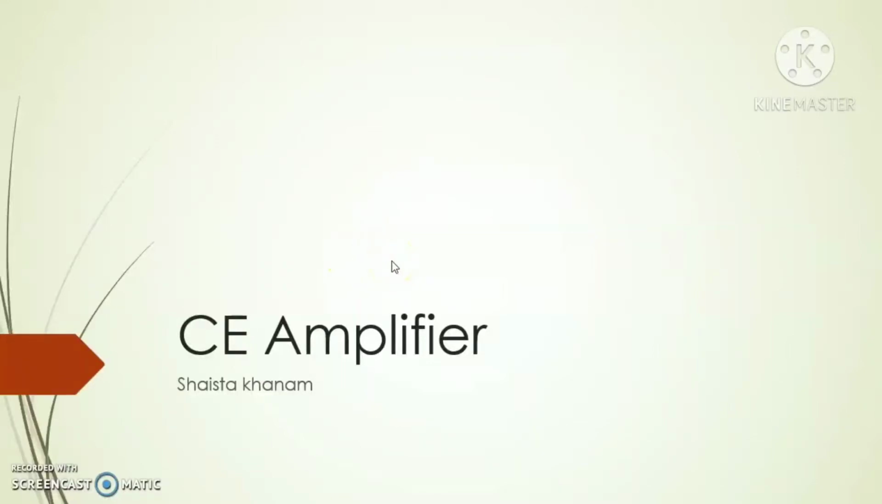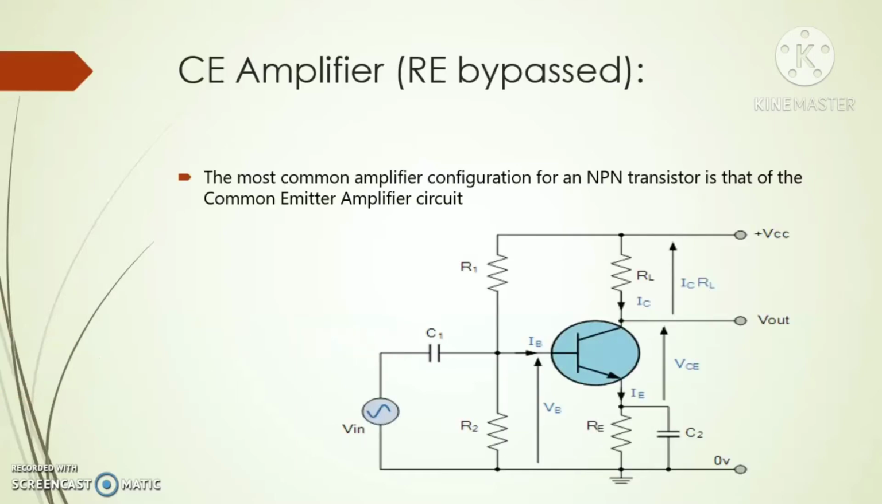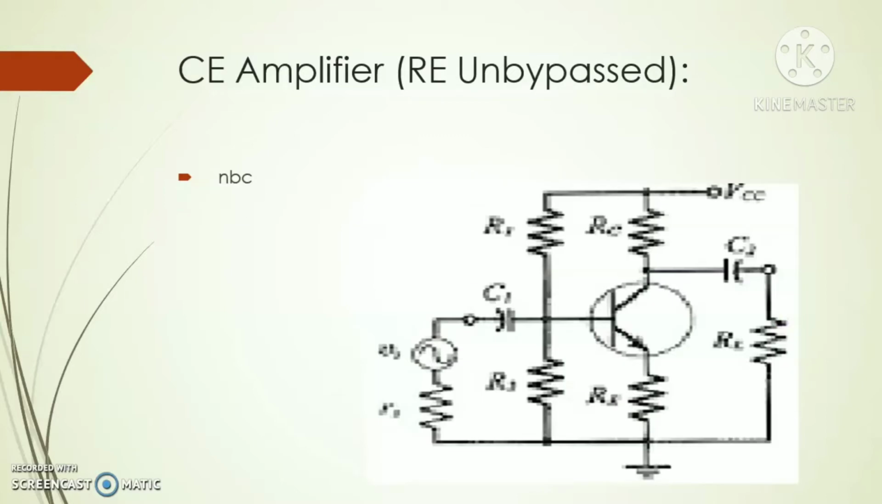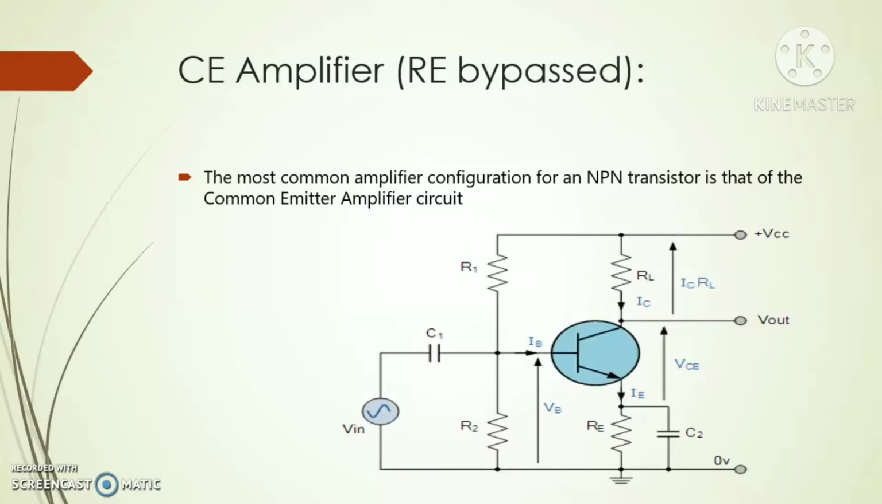Hello everyone. In this video, I'll be explaining the CE amplifier and how this amplifier can be practically done and we can measure the gain. So CE is common emitter amplifier. Basically, in CE amplifier there are two classifications: CE amplifier, RE bypassed and RE unbypassed.